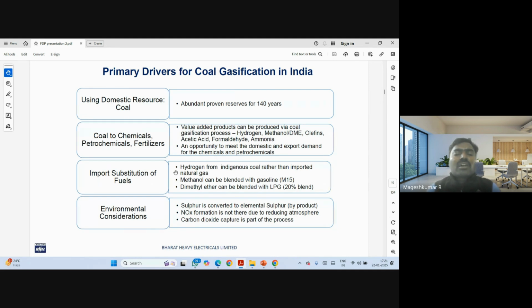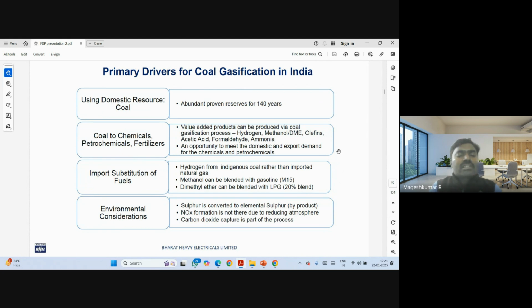So presently, methanol, which can be produced from coal gasification, can be blended with gasoline, M15. Dimethyl ether can be blended with LPG, a 20% blend can be done. See, whenever you are doing blending with various compositions, you are reducing the import to a greater extent. In that way, we could reduce the import dependency to an extent. We can reduce the bill paid towards our imports.